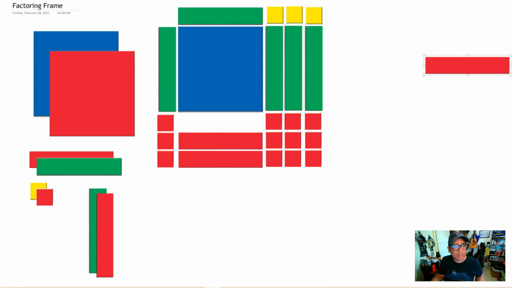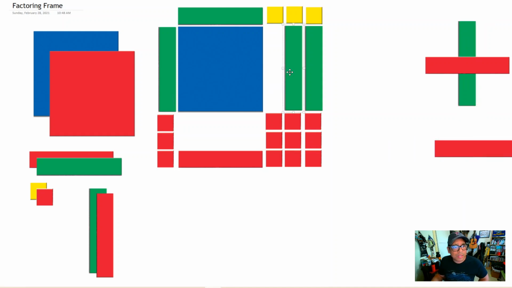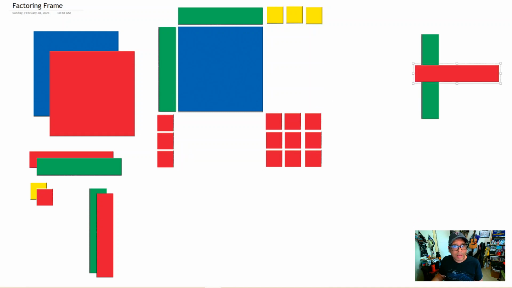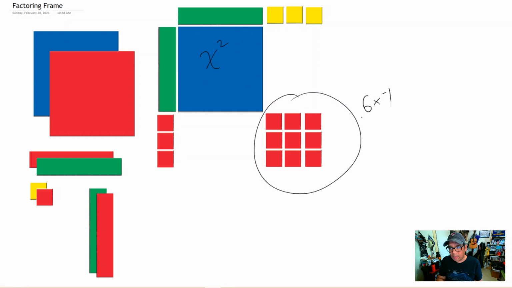This algebra tile and this algebra tile, those cancel out. We got one same shape, one positive, one negative. We got this tile and this tile canceling out. And then finally we've got this x and this negative x canceling out. So the only tiles that are left here are an x squared tile and 9 -1 tiles, which is -9. And then x squared plus -9 is just x squared minus 9.